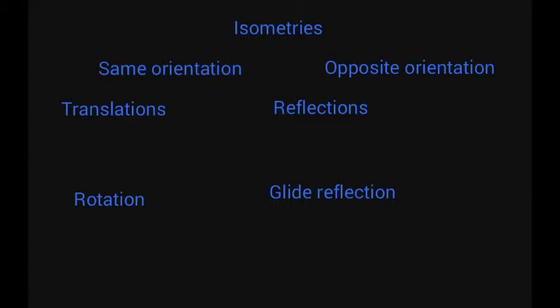Alright, we're going to talk about isometries next. And isometry, there's 4 of them. There's translations, rotations, reflections, and glide reflections. And the reason these are important is because of the orientation. When you're talking about a translation or a rotation, the orientation is the same. When you're talking about a reflection or a glide reflection, the orientation is opposite.